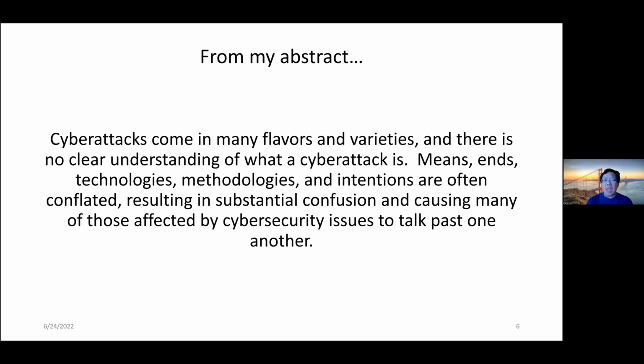In my abstract for this talk, I said that cyber attacks come in many flavors and varieties, since nobody has a clear understanding of what a cyber attack is. Means, ends, technologies, methodologies, and intentions are conflated, resulting in substantial confusion and causing many of us who worry about cybersecurity to talk past one another. So I think I've made my point with those different examples of what various prominent players have said about what cyber attacks are.